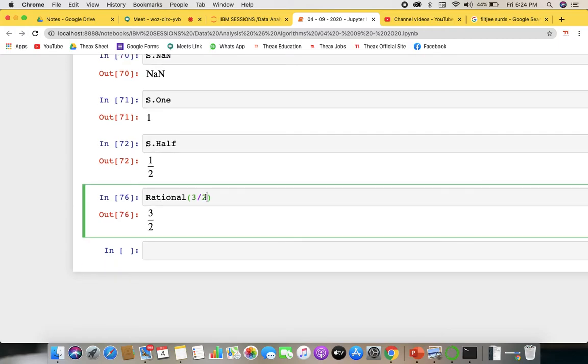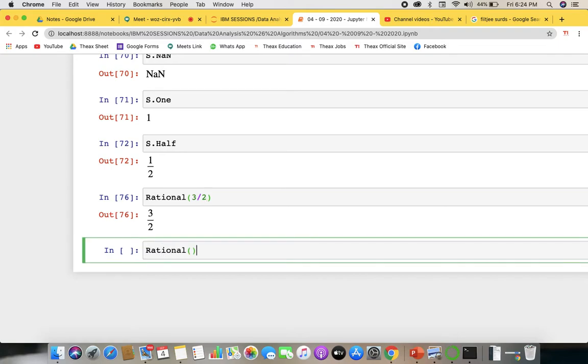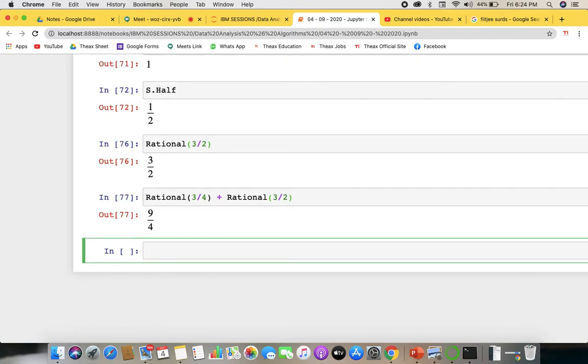Right? So, making something a rational. What is the value of rational of 3 by 4 plus rational of 3 by 2? 9 by 4. So, solving of the fractions even, right?